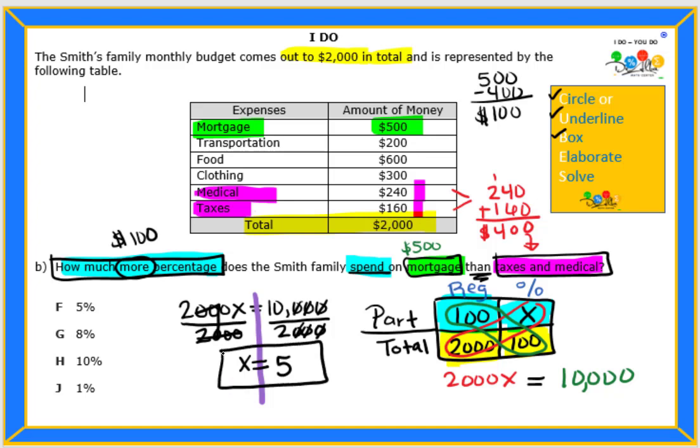And now we know that x was in the percent side of our percent box, so it is 5%. So $100, which was the difference between the mortgage and the taxes and medical, represents 5% of the total budget. So our question said, how much more percentage does the Smith family spend on mortgage than on taxes and medical? The correct answer is F, 5%.